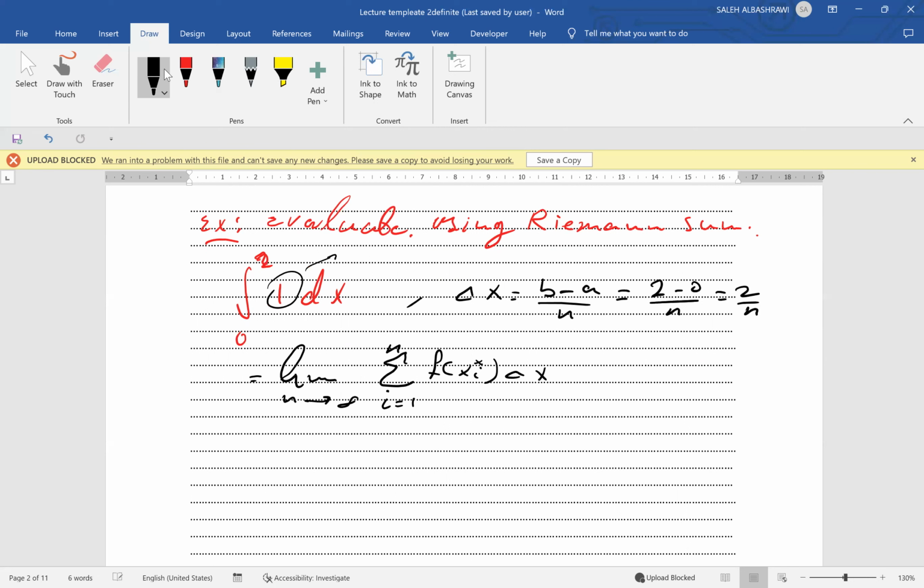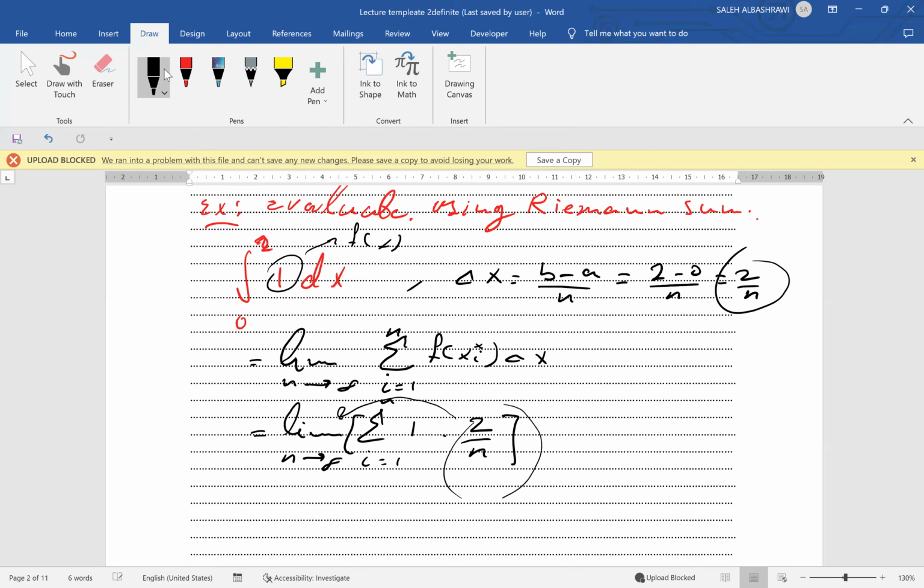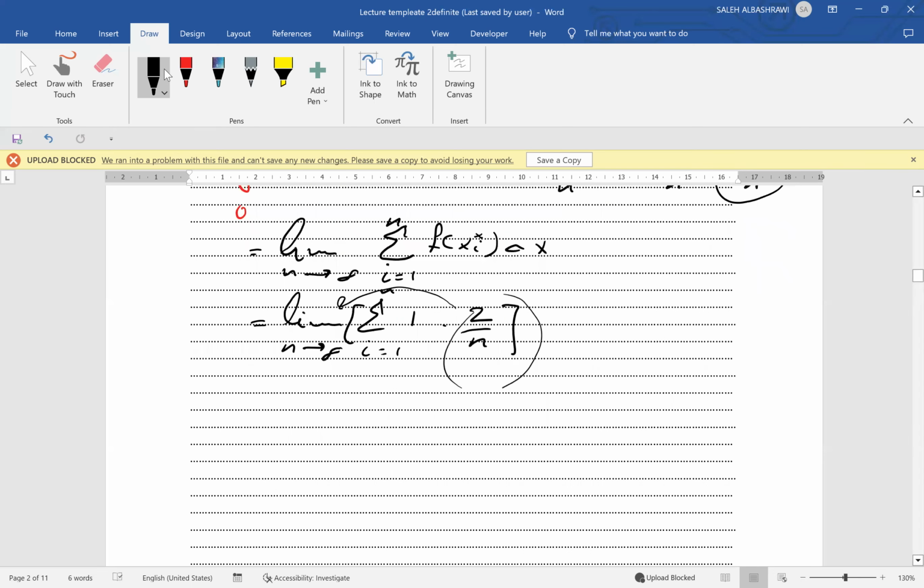My function, this is my f of x, is 1. So this is equal to the limit of sigma of 1 multiplied by delta x, which is given by 2 divided by n, as i goes from 1 to n, and n goes to infinity. This is 2 over n. I will take it outside because I need to care just about i. Since I don't have i, this is constant.